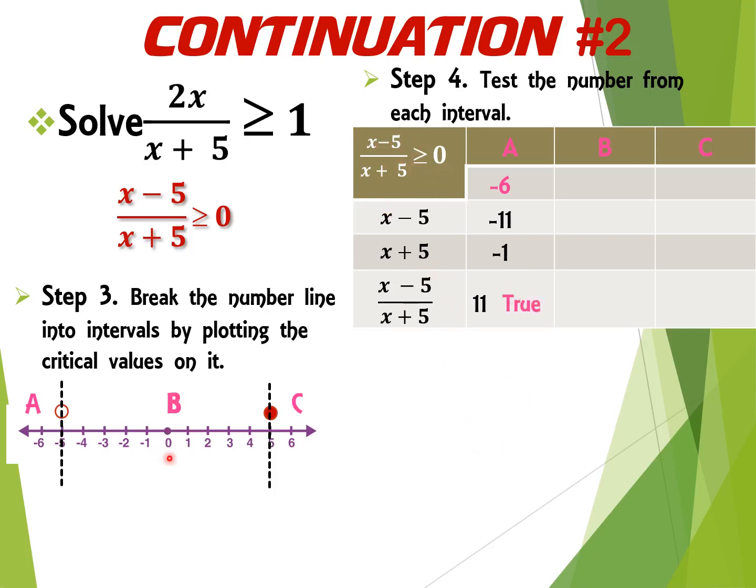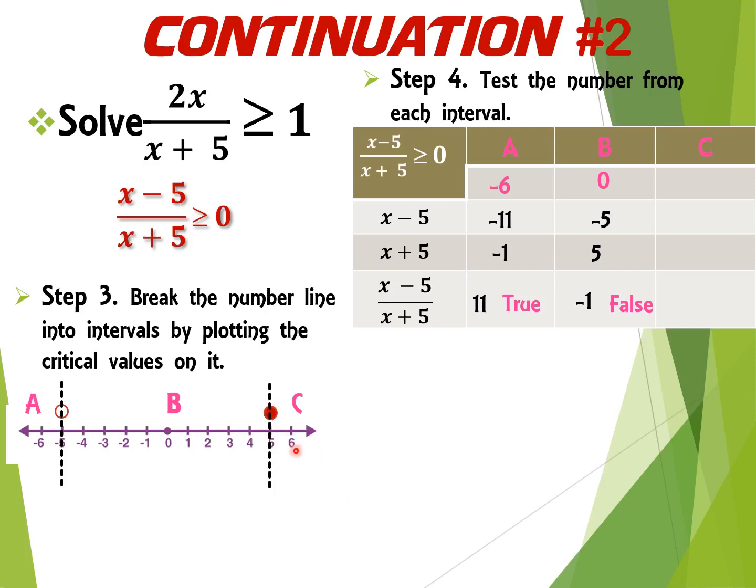Now for partition B, again, let me choose 0. So 0 minus 5 is negative 5. 0 plus 5 is positive 5. So divide this one, you will have negative 1. So negative 1 is greater than or equal to 0. That is false.